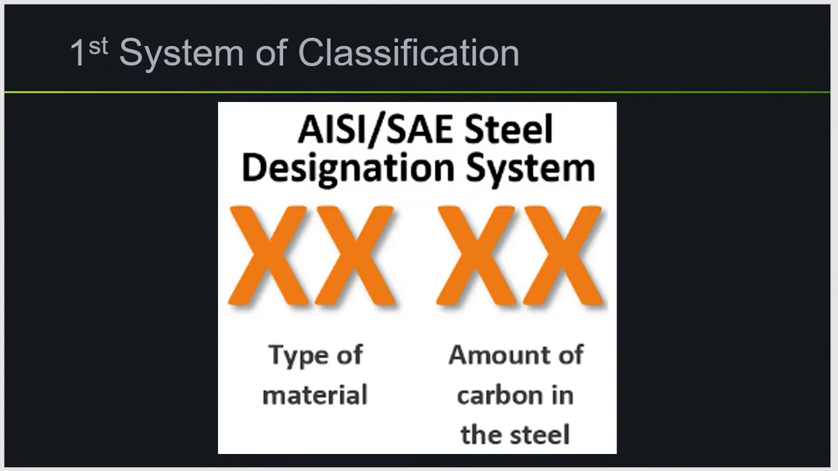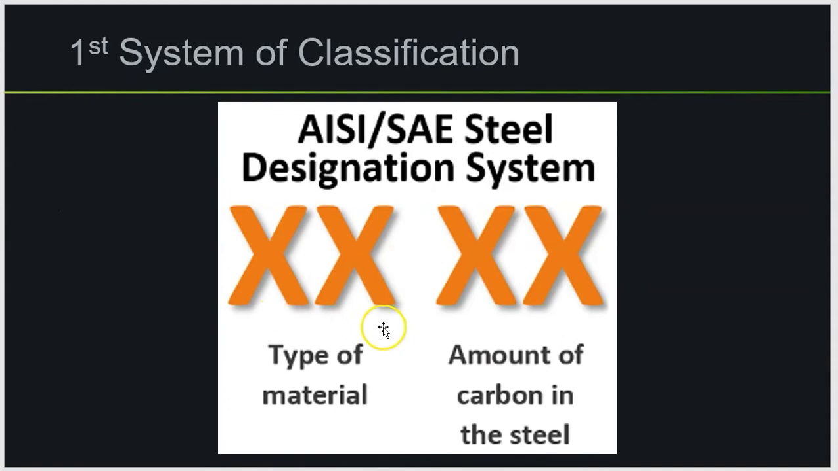So here is the 4-digit format that this system follows. Now there are going to be some special occasions where you'll come across the 5-digit classification, but those are specialty steels, and we're not going to get into that a whole lot. We're just going to cover the basics. So let's stick to the 4-digit classification, okay?